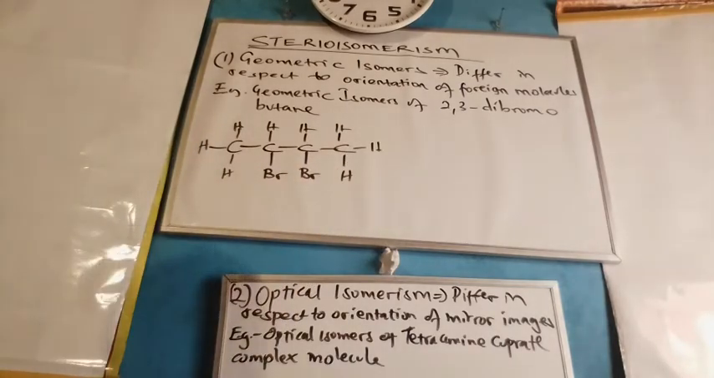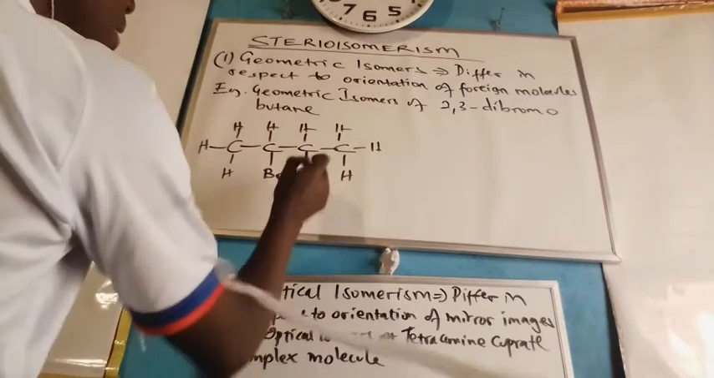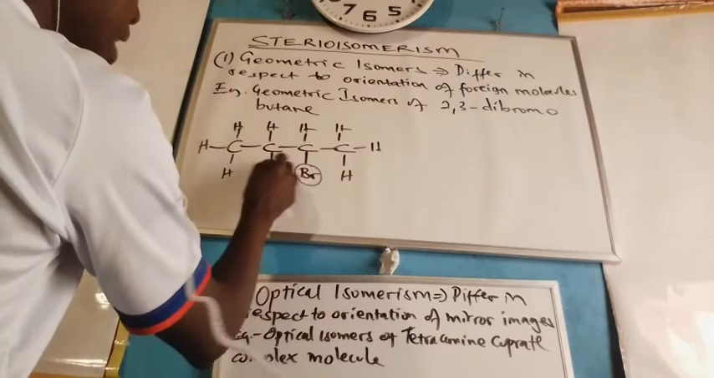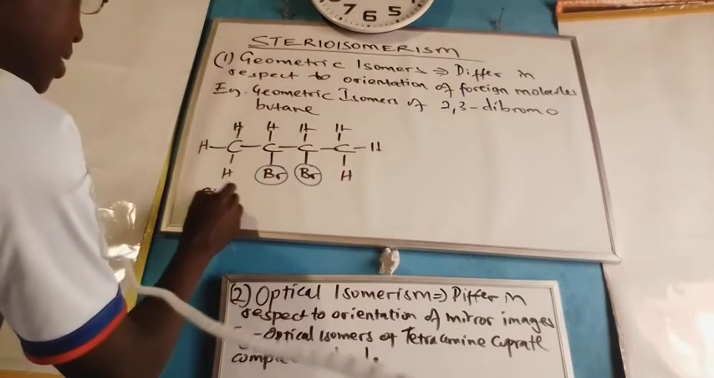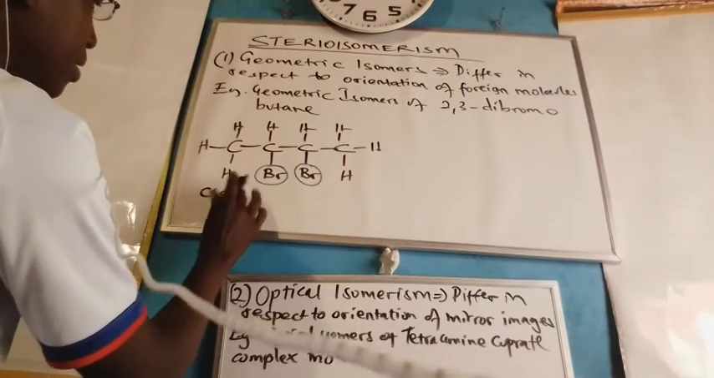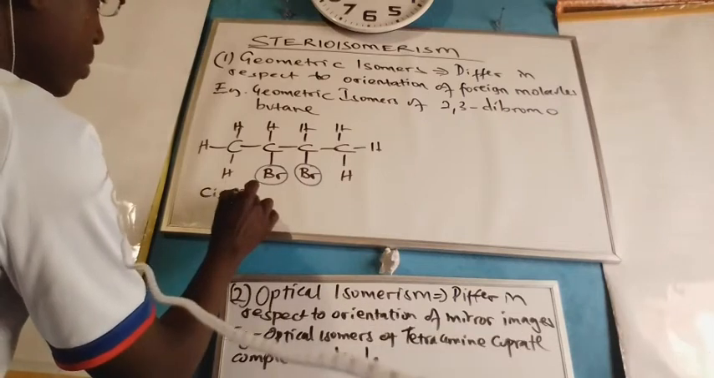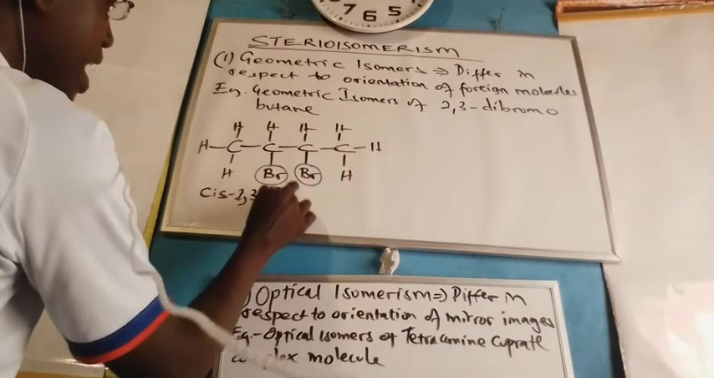Now, the principal view here is that the bromine molecules are on both sides of the symmetry to the structure. In this case, they are on one side, so the name is cis, cis 2,3-dibromobutane.